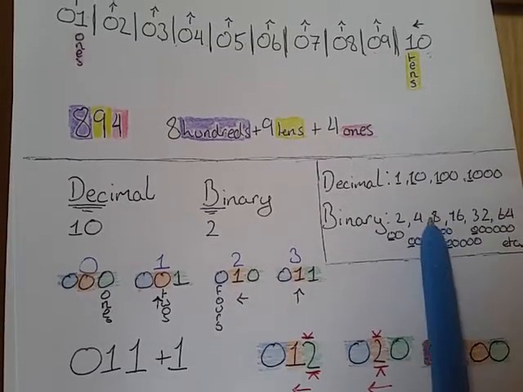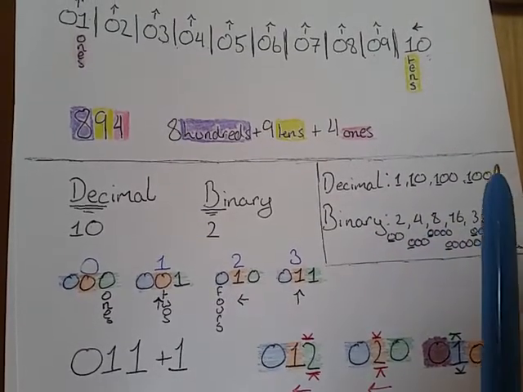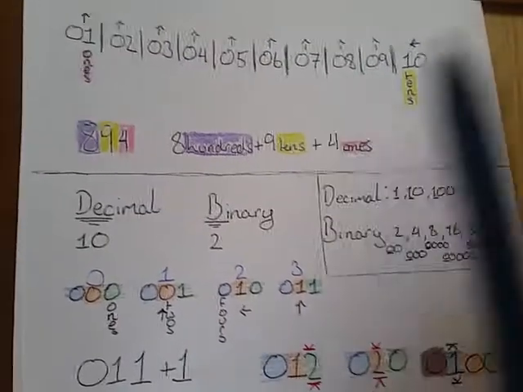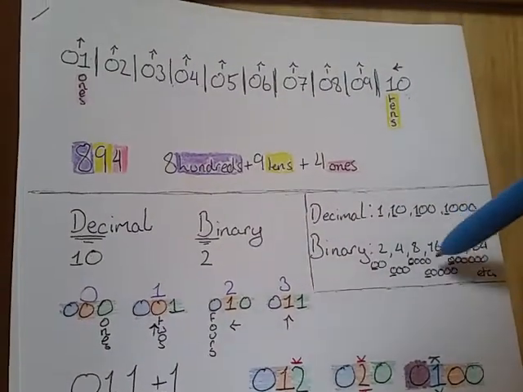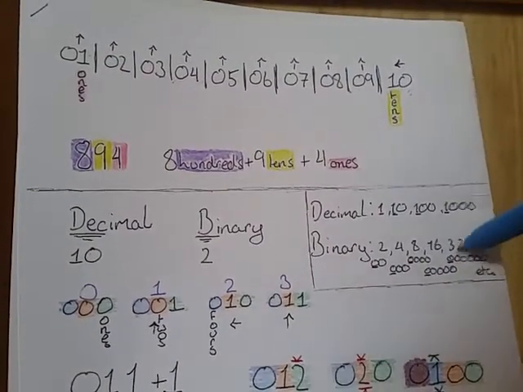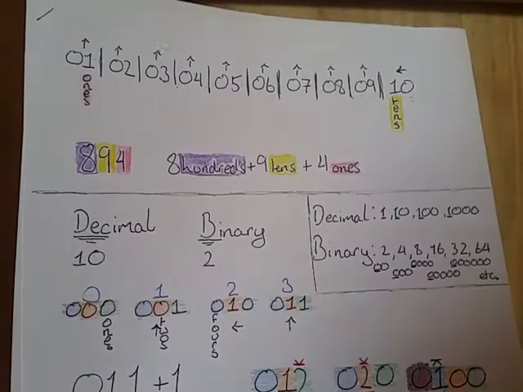fourth place is 8, 8 times 2, my sisters are having a party, 8 times 2, whatever the next place is 16, then 32, then 64, etc.